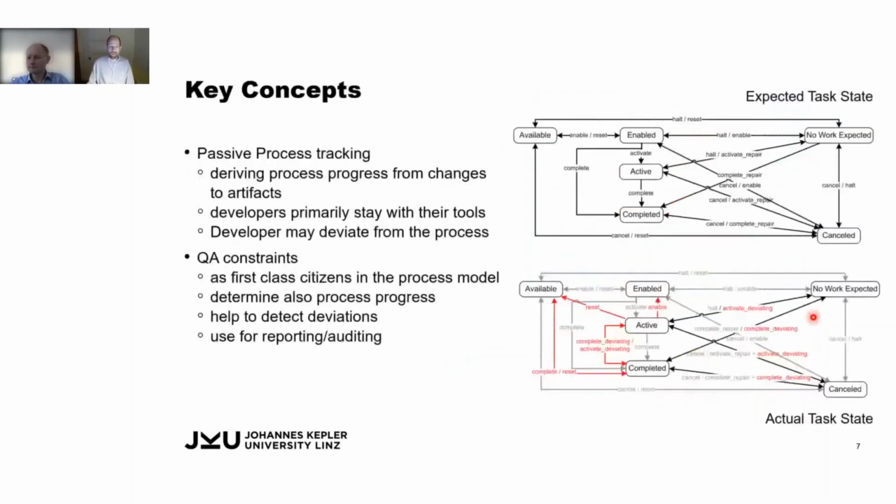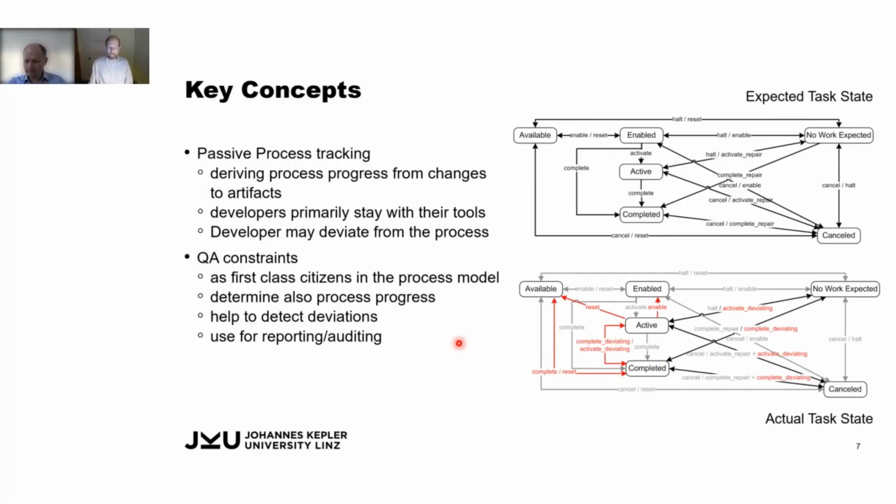And the key concept behind doing all that is, as I mentioned, this passive tracking. So the developers stay with the tools and may deviate, but we also have quality assurance constraints as first-class citizens in the process model. So we have explicit constraints separate from transitions in the process that can tell us that this step was officially declared complete based on what information we have, but certain quality constraints are not quite met yet.